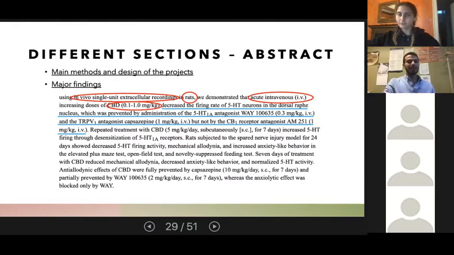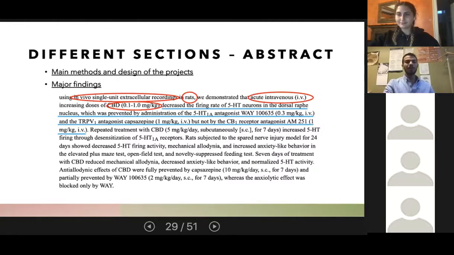You see things like in vivo, single unit, extracellular recordings. All this is, is a technique that people use to measure brain activity. We also see rats, so we know that the authors performed this study in rats. We know that the authors inject intravenously and that they give CBD. And we see that the dose is right here, 0.1 to 1 milligram per kilogram.